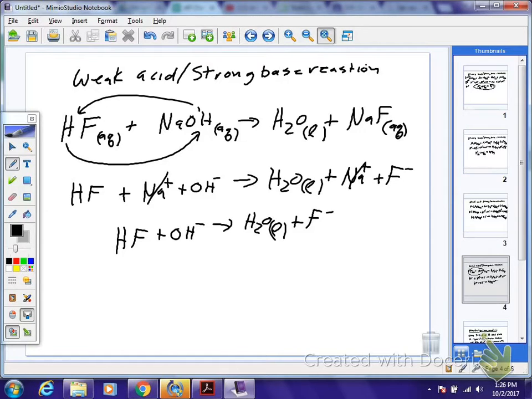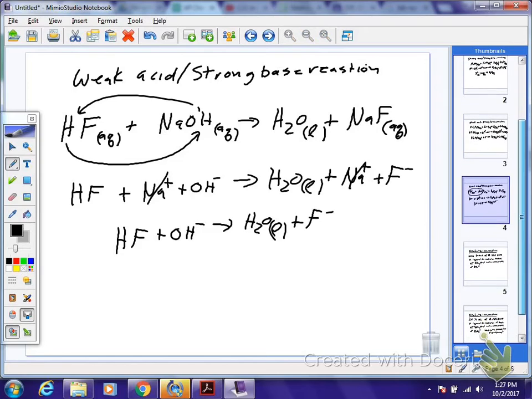Would this be like a violent reaction? No, I mean it's all based upon how strong your solutions are. Most of these we do in labs are pretty weak. Would you still write aqueous and everything?